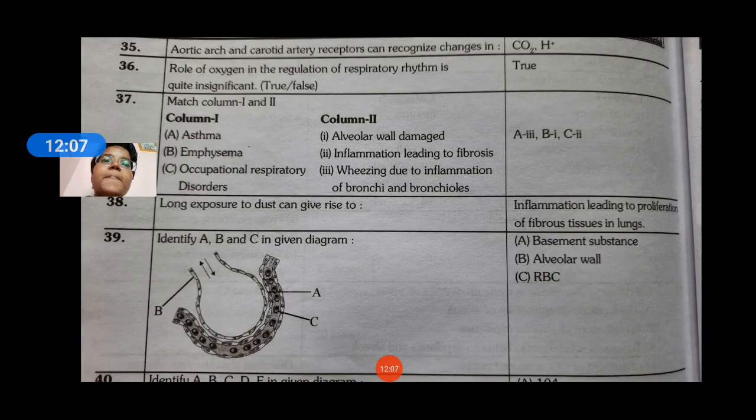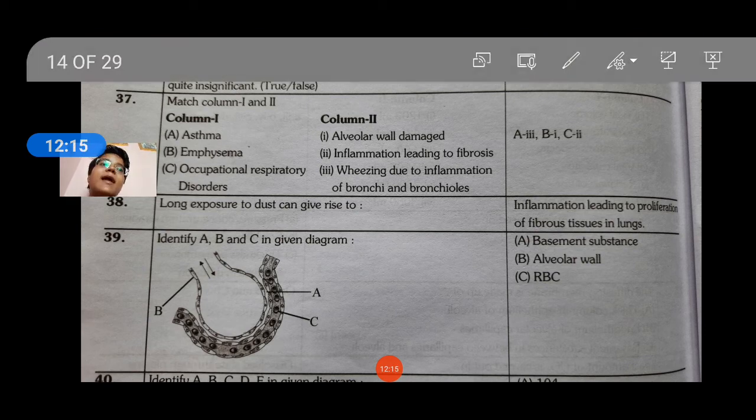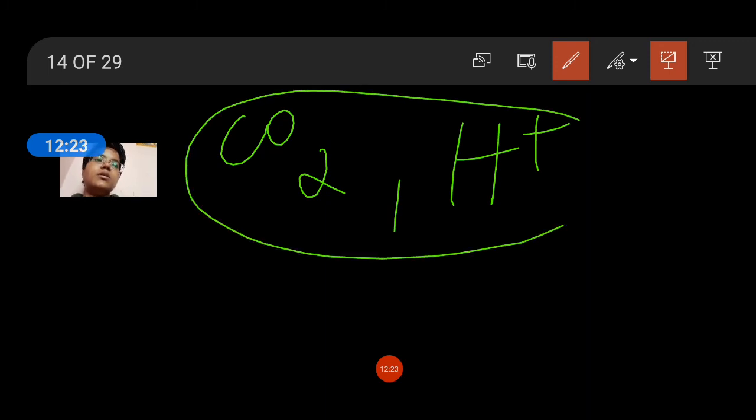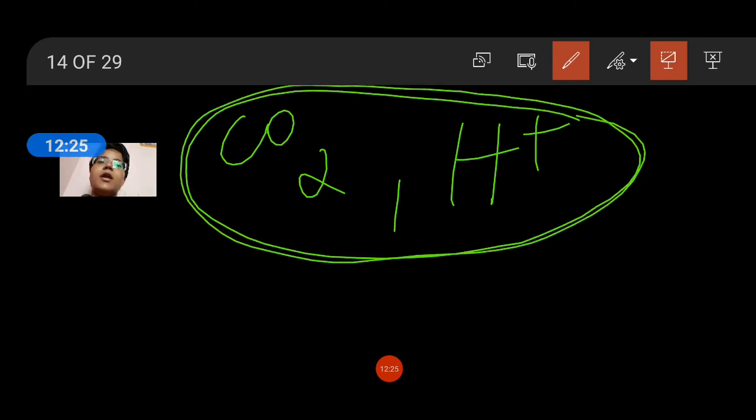Aortic arch and carotid artery receptors recognize changes in CO2 and H plus. You have to learn the factors which influence it: CO2 and H plus. Learn it.